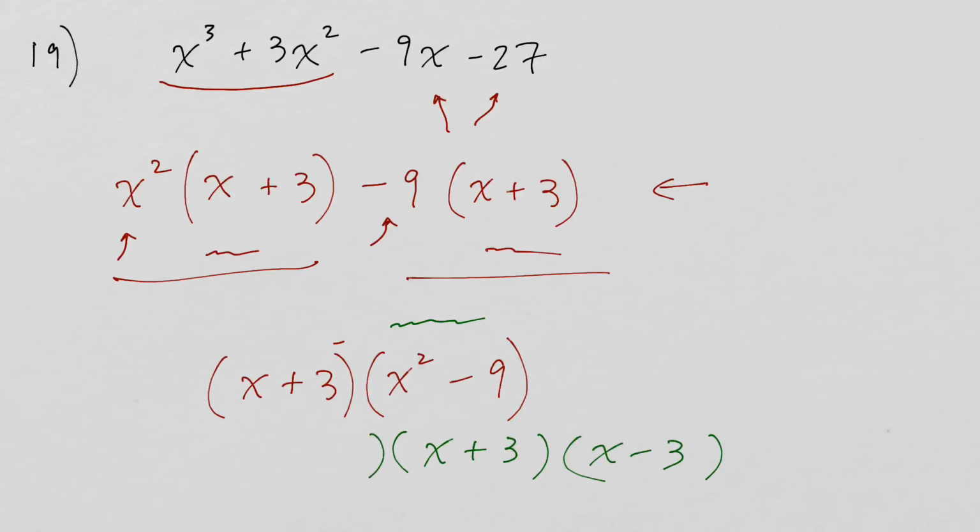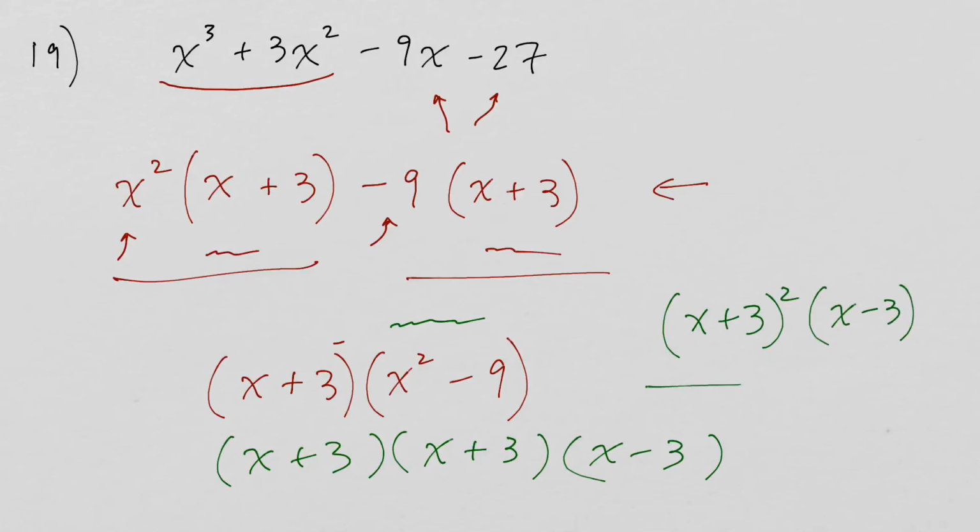And then I have this x plus 3 here. Well, you could circle this answer, but if you really want to write this nicely, you would write x plus 3 quantity squared, because there's 2 of them, times x minus 3. And that would be your final answer.